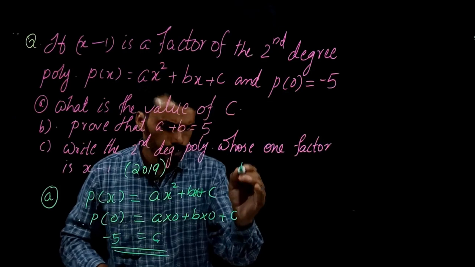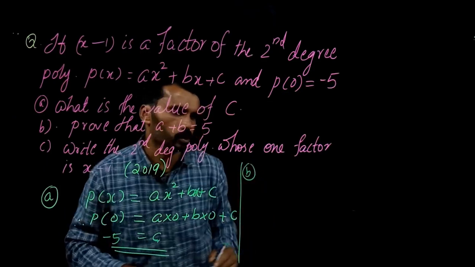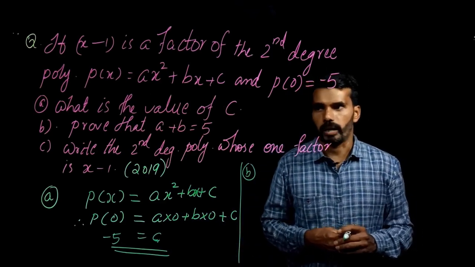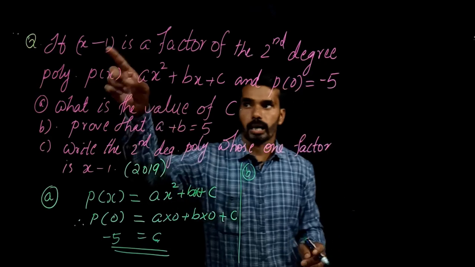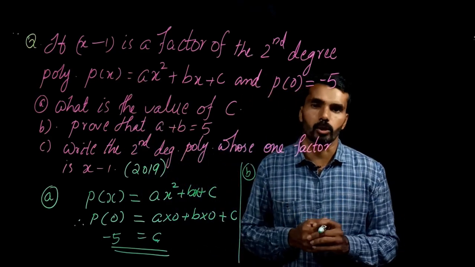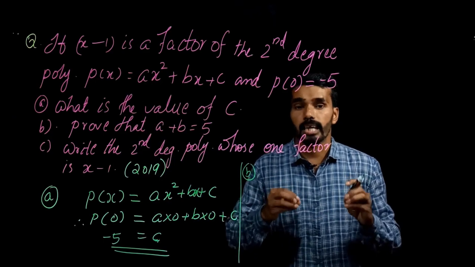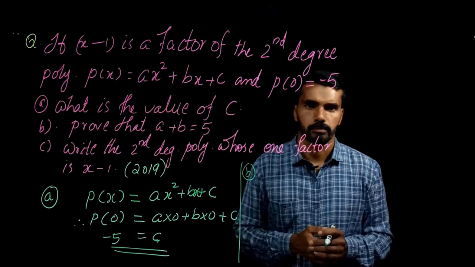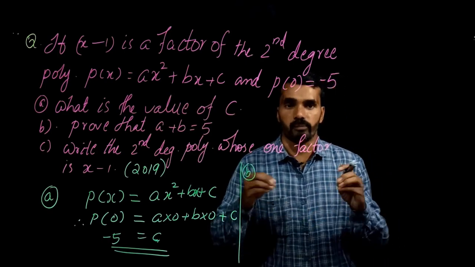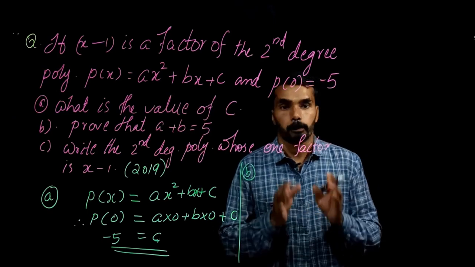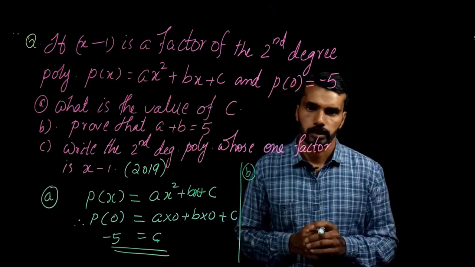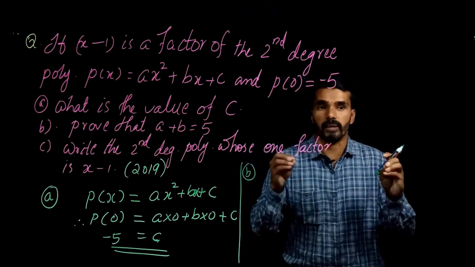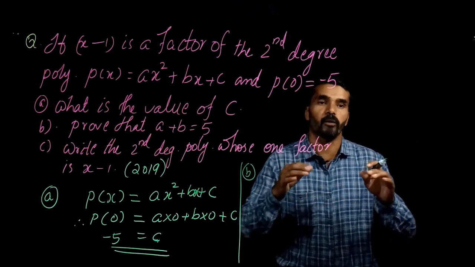Now second question, we are asked to prove that a plus b is equal to 5. For that we are given that x minus 1 is a factor of the second degree polynomial p of x. If x minus 1 is a factor, then we know that p of 1 is equal to 0. നമുക്കറിയാം x minus a, if x minus a is a factor of p of x, then p of a is equal to 0.